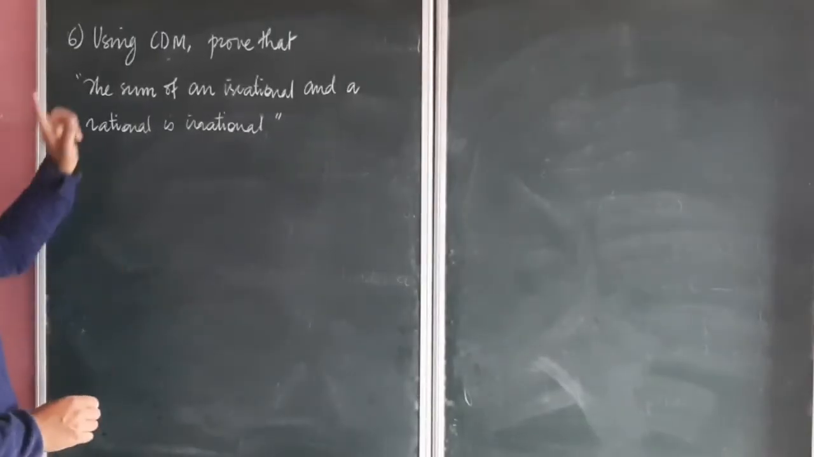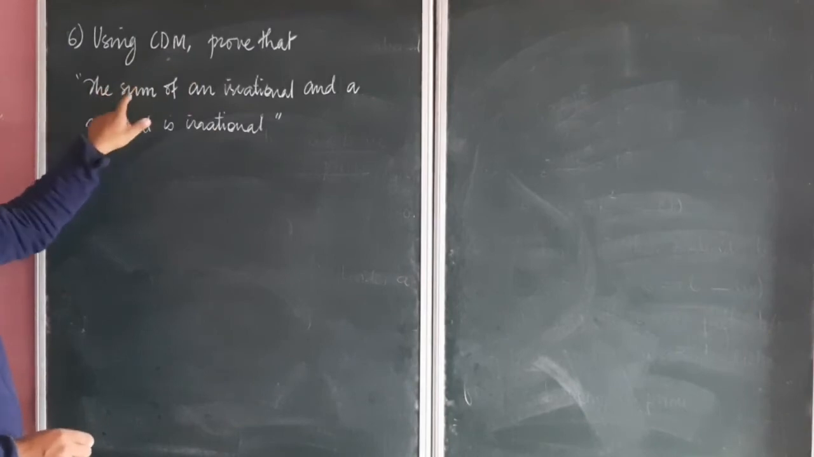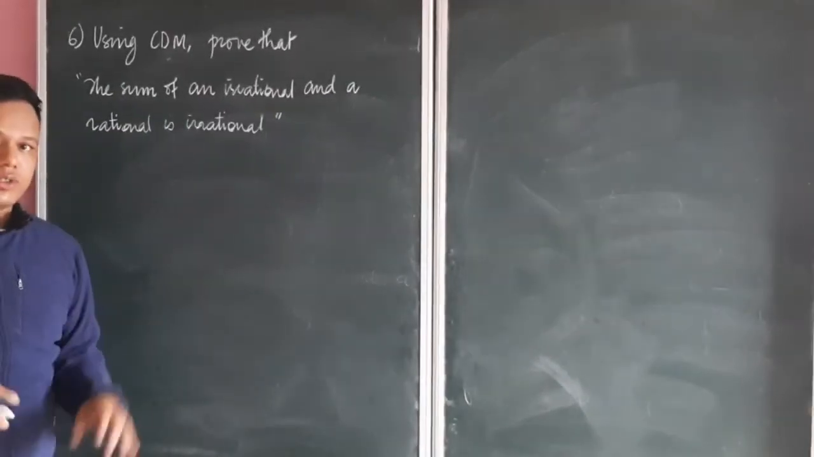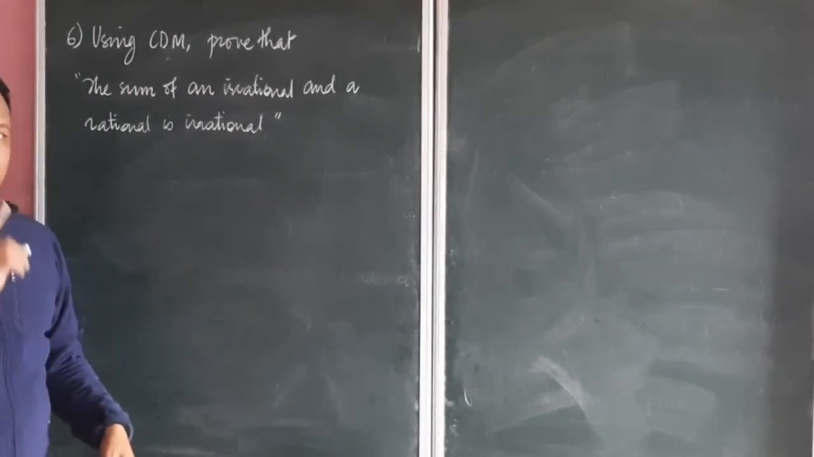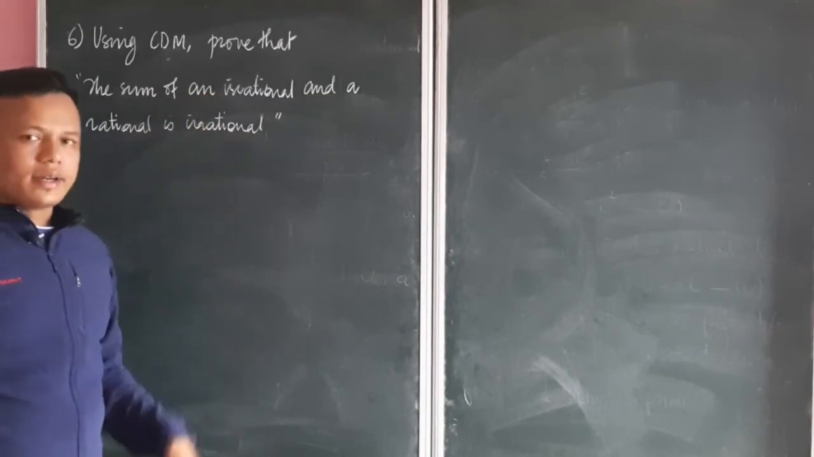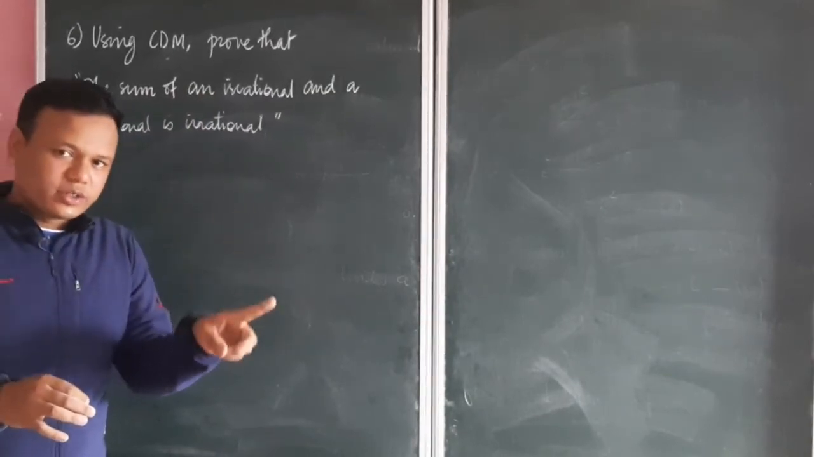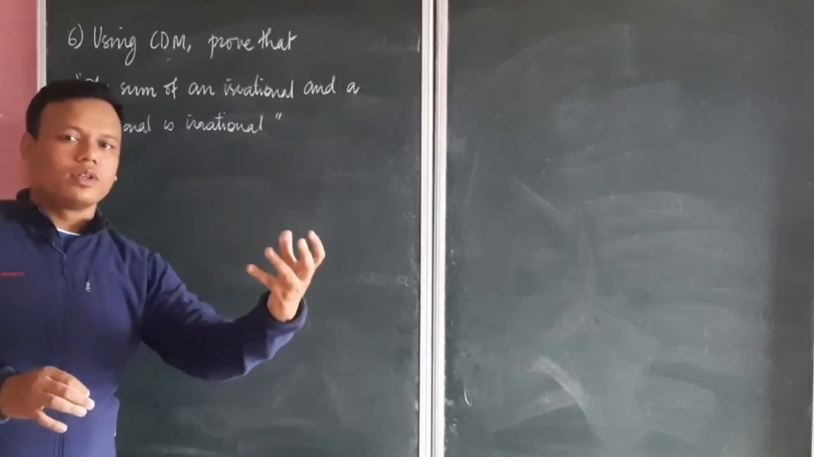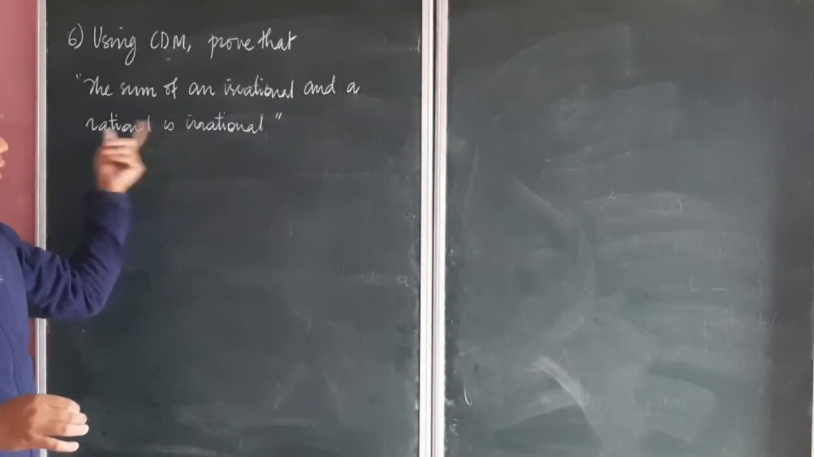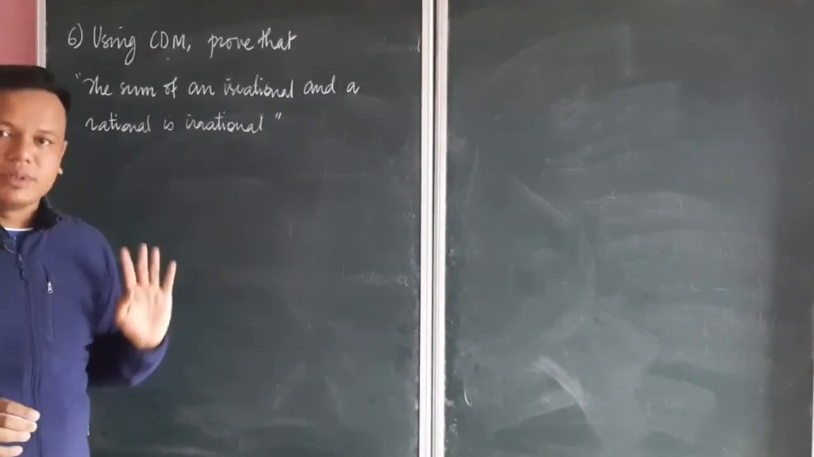Okay, so the next sum is, using contradiction method, prove that the sum of an irrational number and a rational number is an irrational number. So here also we have to use the contradiction method, and our aim is to prove that the sum is irrational. To prove using contradiction method, we have to take the false of the result that needs to be proved. So I need to prove here that the sum is irrational. I'll take the sum to be rational, please remember that.